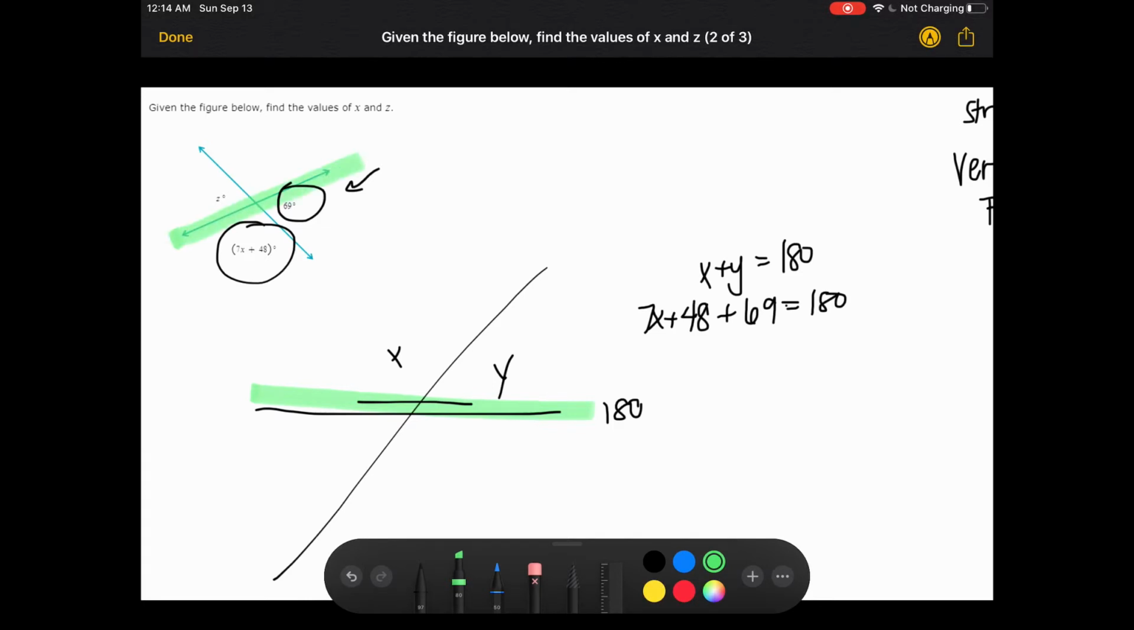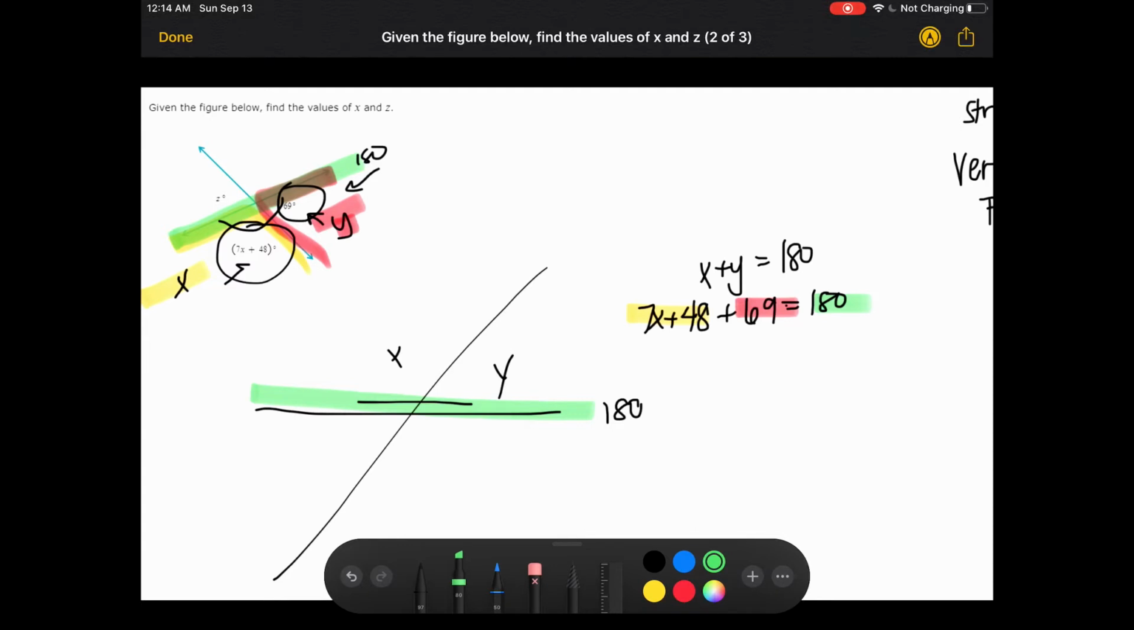Now I know I lost some people already, so I'm going to go back and explain this a little bit more in detail. So let's say this is my straight line. Okay, it's 180 degrees. We following? Good. So I have x and y. X plus y, these two angles together equals 180. So if I just call this x, 7x plus 48, and that y, 69, I can put them together, right? So if I had x there and y there, I can put those things together to equal 180.